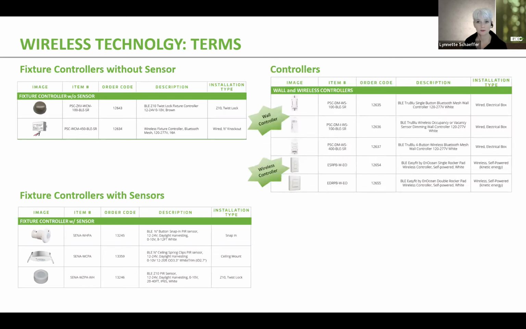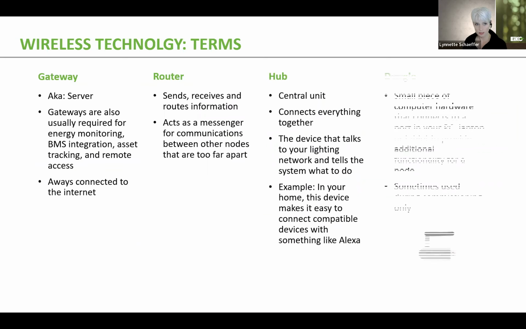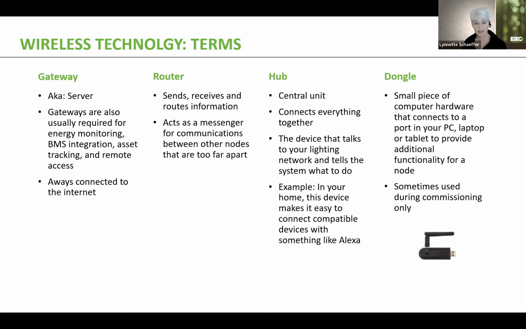Additionally, controllers can be as simple as, as I mentioned, an app on your phone, which we see in a lot of residential applications, or they can be controllers that are located in the space, which is more common for educational and commercial type applications. And these are like the wall and wireless controllers that you see in the upper right-hand corner. Again, all of the things on this page are nodes, and together they make up the lighting network. Now, as we look at the other types of nodes that are not necessarily required, we have a gateway, we have a router, we have a hub, and we have dongles.